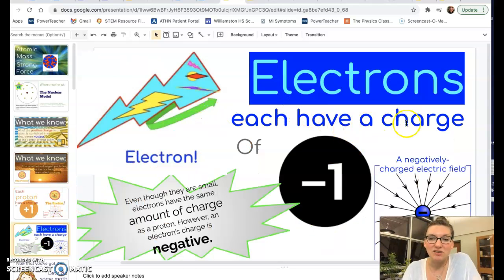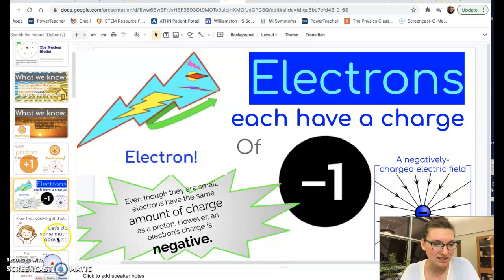Electrons, on the other hand, have a charge of -1. So they balance each other out. One proton for one electron. If there's one of each, then they're neutral. The atom is neutral. So even though they're small, electrons have the same amount of charge as a proton. However, the electron's charge is negative, so balanced but opposite. This is a negatively charged electric field pointing inwards.